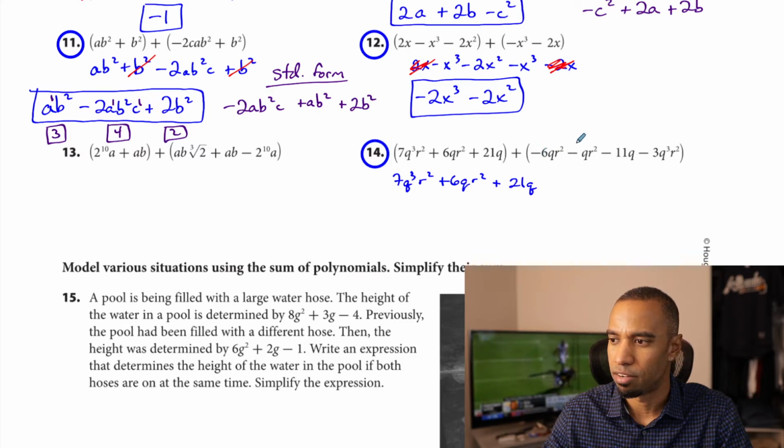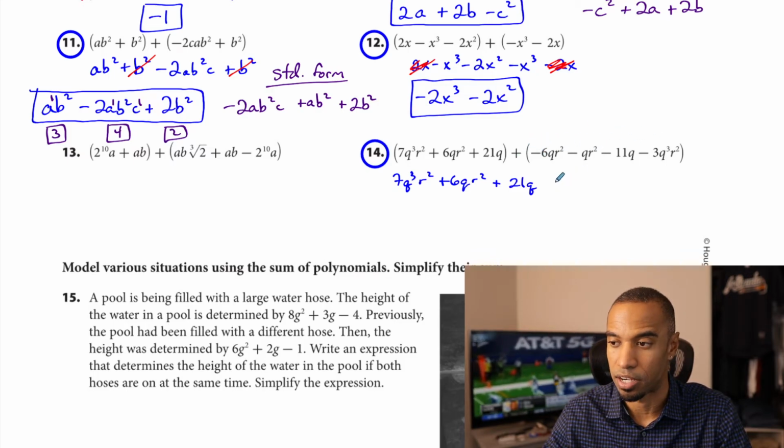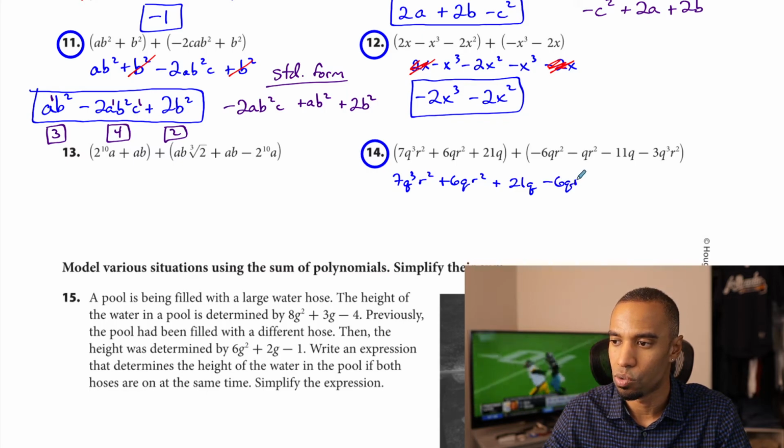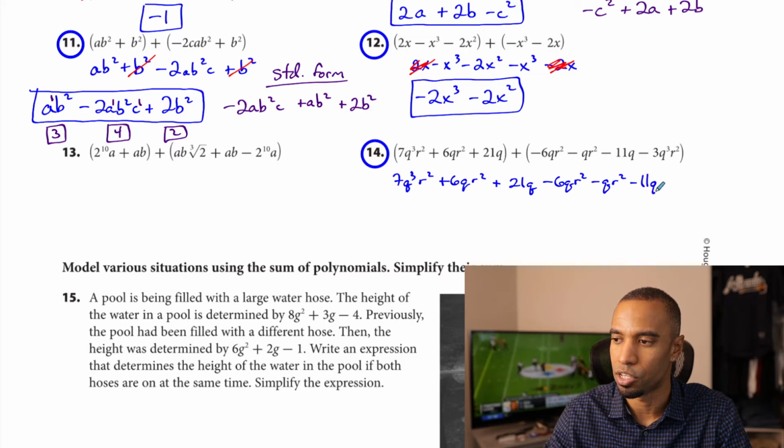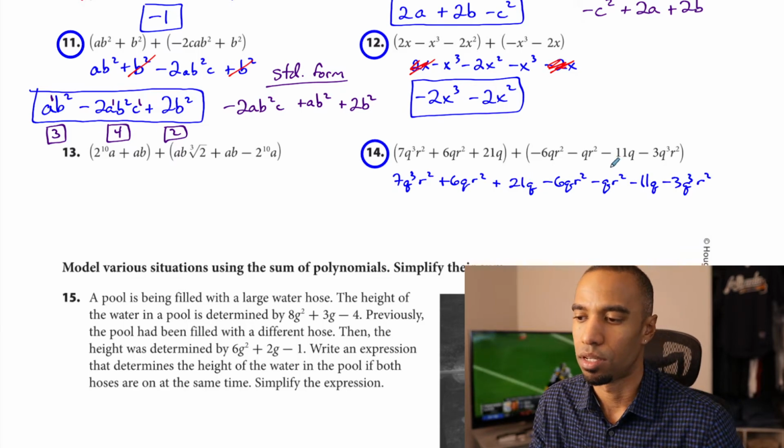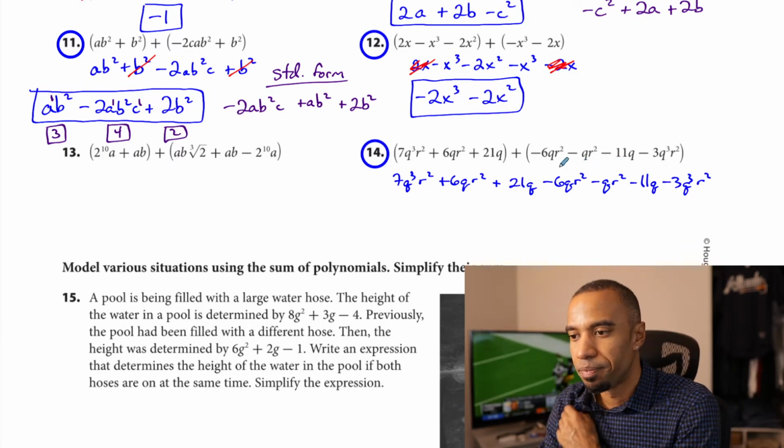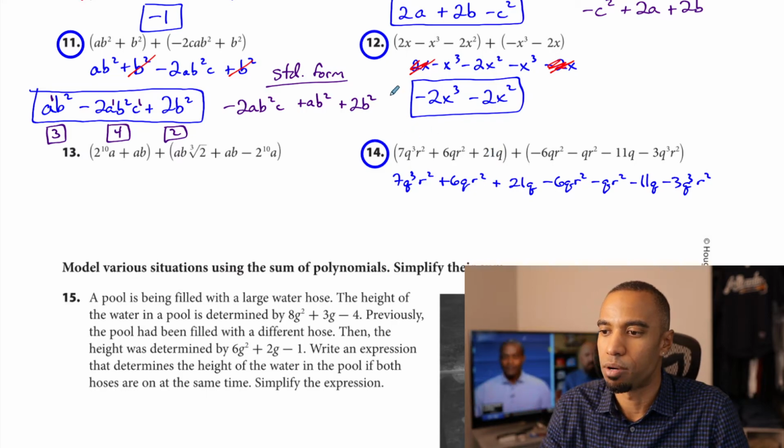All right, plus negative. All these are negatives. Adding a negative, adding a negative, adding a negative, adding a negative. Those all become subtraction. So minus 6qr squared minus qr squared minus 11q minus 3q cubed r squared. All right, so that's a lot of stuff. Okay, we got to find like terms that combine here.